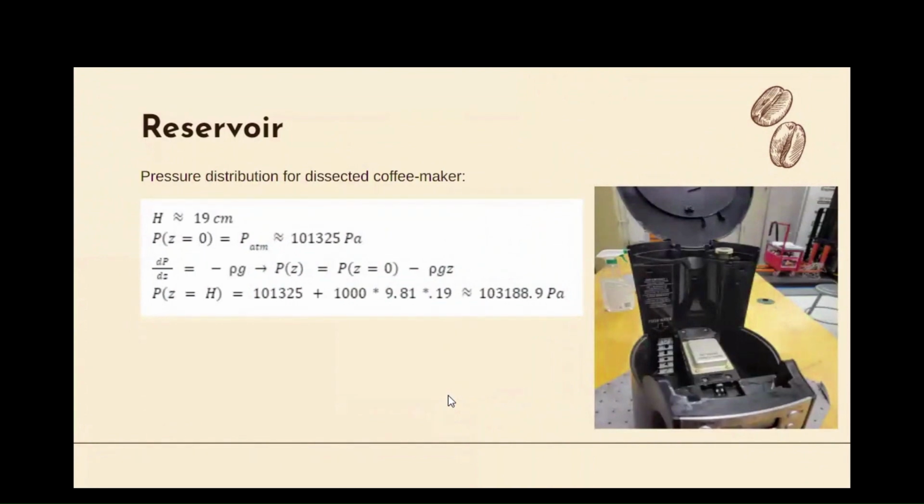For the coffee maker that we dissected in lab, we estimated our reservoir to be about 19 centimeters deep. This means that when we apply the hydrostatic equation, we find that the pressure near the top of the reservoir is about atmospheric, while the pressure near the bottom of the reservoir is a little bit higher than atmospheric at about 103 kilopascals.